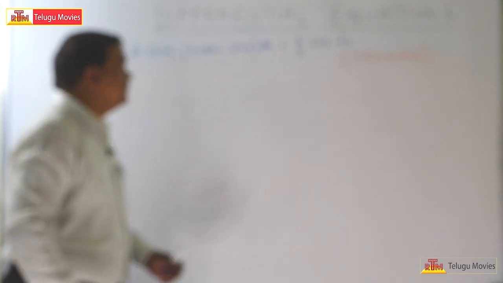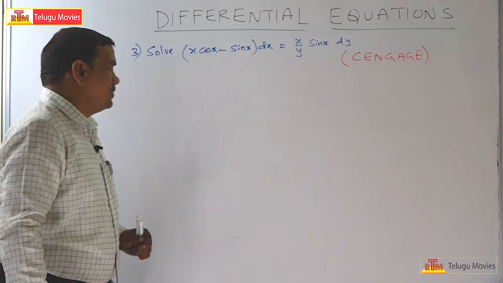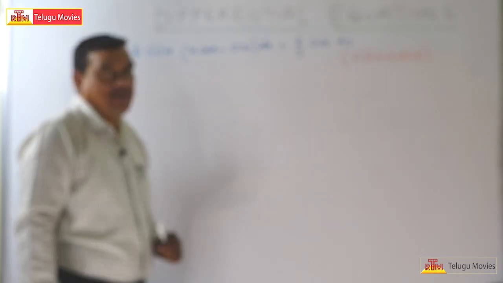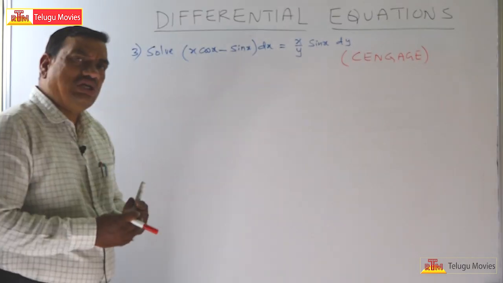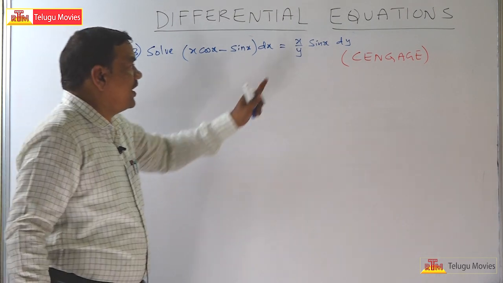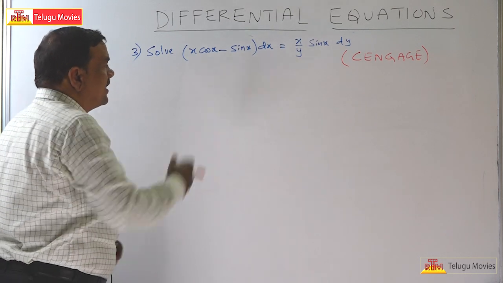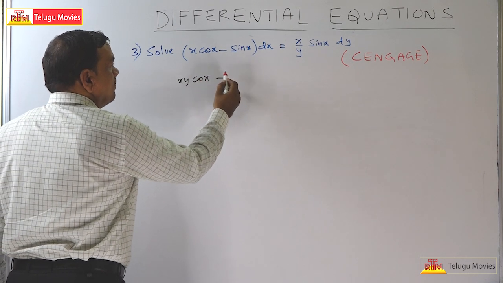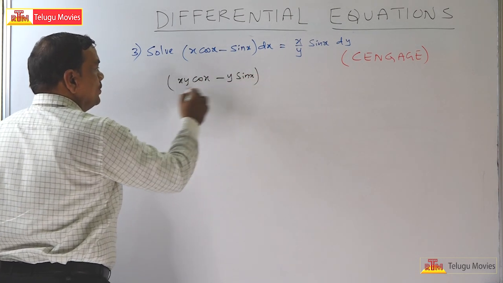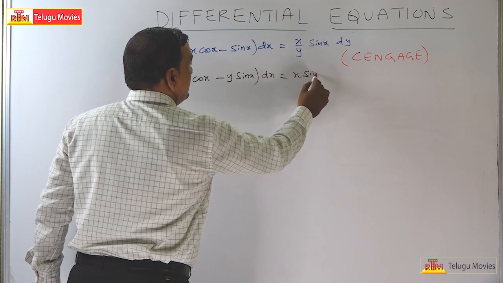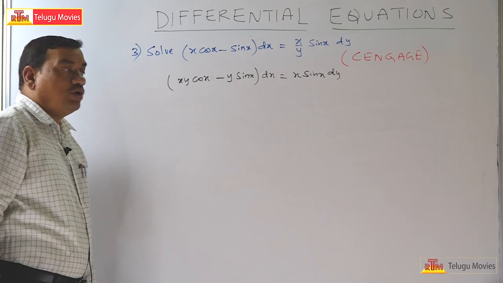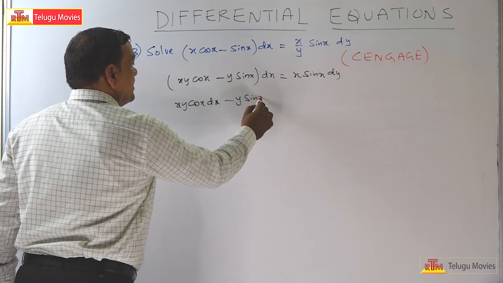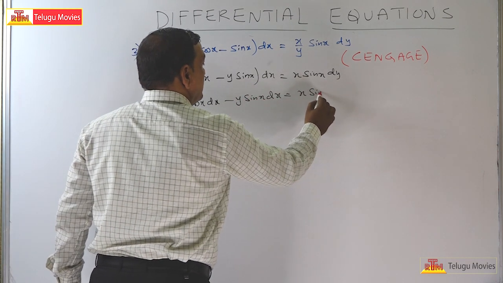Welcome to this problem. Here the problem is to solve (x cos x minus y sin x) dx equal to x by y sin x dy. Now how to do this problem? This also is just by grouping the terms. First you multiply inside the left hand side. So this is xy cos x minus y sin x into dx equal to x sin x dy. Then dx also you separate: xy cos x dx minus y sin x dx is equal to x sin x dy.